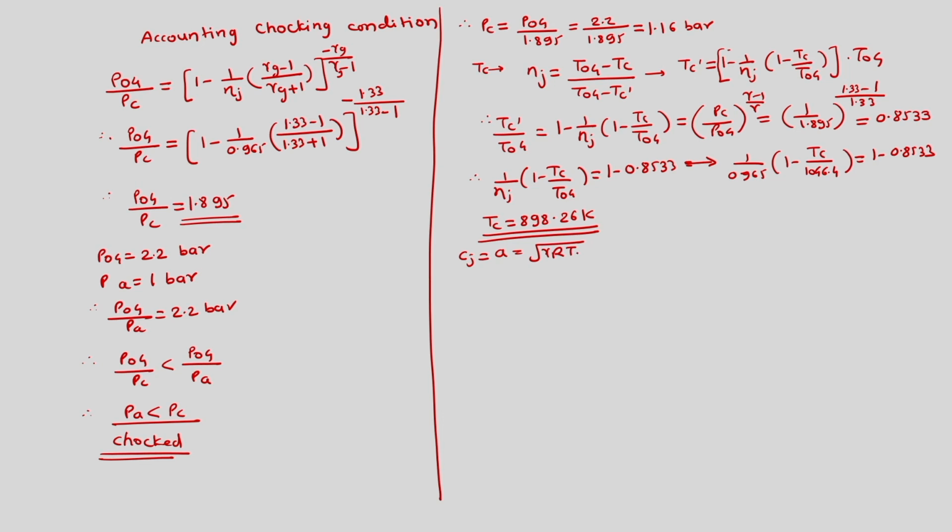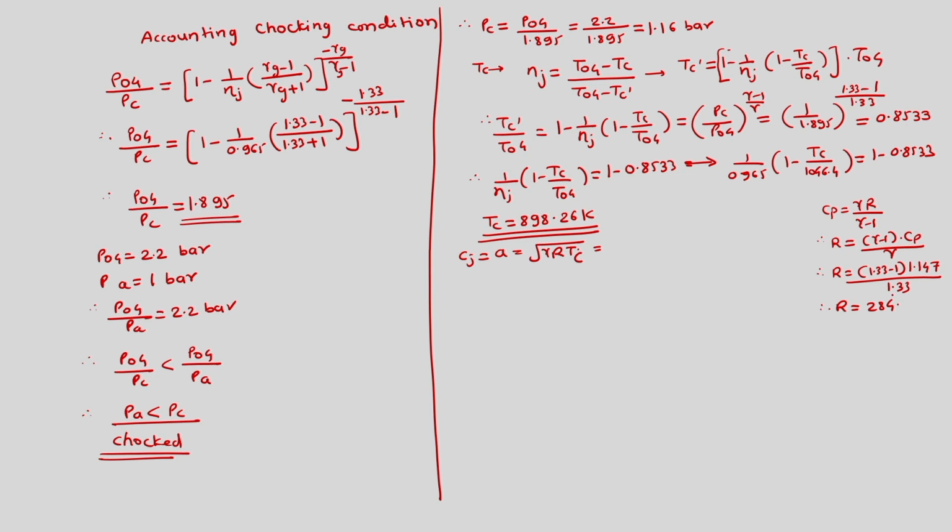Having known this Tc, we can calculate Cj, which is equal to the acoustic speed, which is equal to under root gamma R Tj or Tc, since we have Mach number 1. Here we are not given R, so first we have to find out R. We know Cp is equal to gamma R upon gamma minus 1. So R is equal to gamma minus 1 into Cp divided by gamma. We are told that gamma is equal to 1.33 and Cp is 1.147.